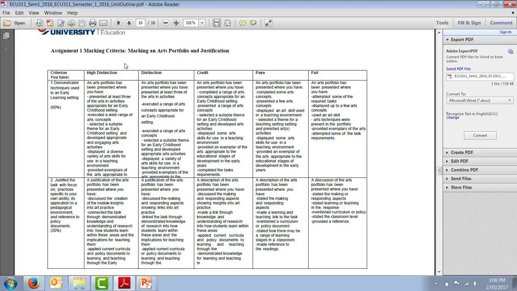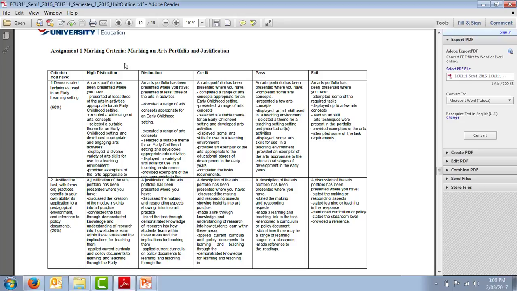Number 2, justify the task with focus on practices specific to your own ability, its application to a pedagogical environment, and reference to policy documents. So a high distinction would be looking like a justification of the arts portfolio presented where you've discussed the creation of the module Insights into Art Practice, connected the task through demonstrated knowledge and understanding of research into how students learn within these areas and the implications for teaching them.